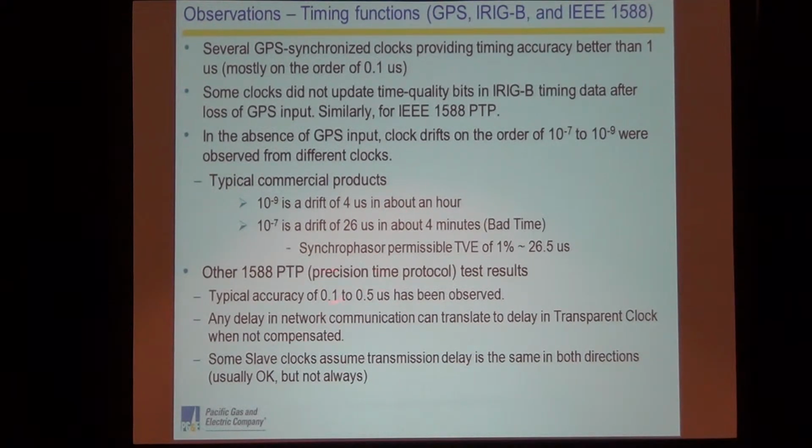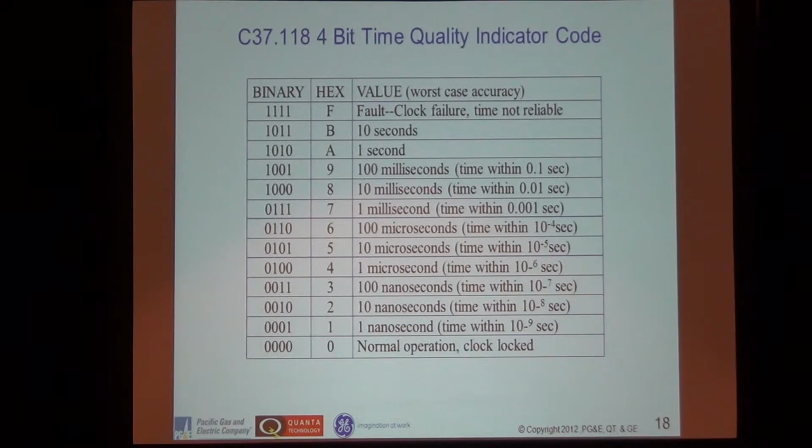And with 1588, these are some of the findings. You can get very good clocks, but you have to make sure all details are properly implemented. Time quality is reported. One of the tests is to look at those. These are some of the time qualities in 1588.